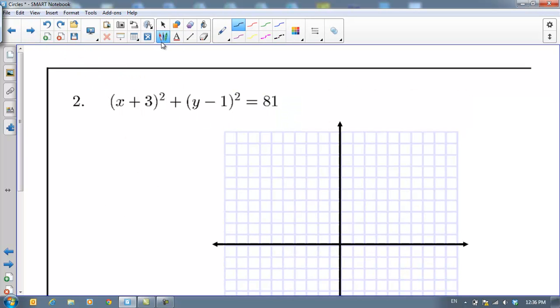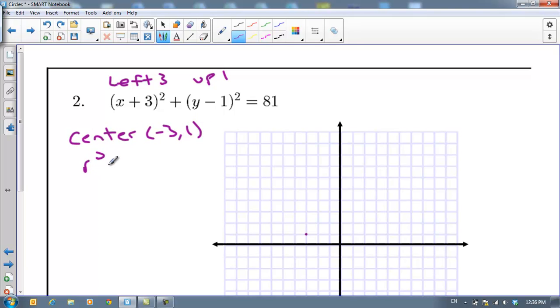Now what if, however, we have parentheses? If we have parentheses, we know from all functions that this is going to be a transformation. We've moved the thing around, so we're going to have a center that's not at the origin. If you have x plus 3 in parentheses, this really means that we have moved left 3. And if we have y minus 1 in parentheses, that means we've moved up 1. So from the origin, if we go left 3 and up 1, the center is going to be at negative 3, comma 1.